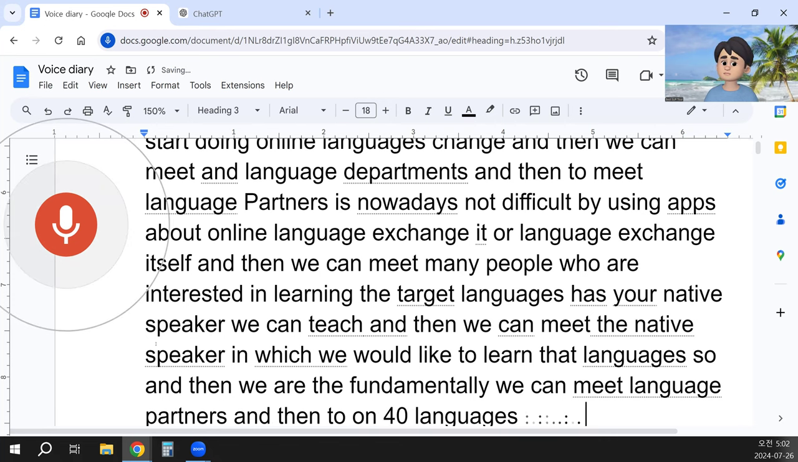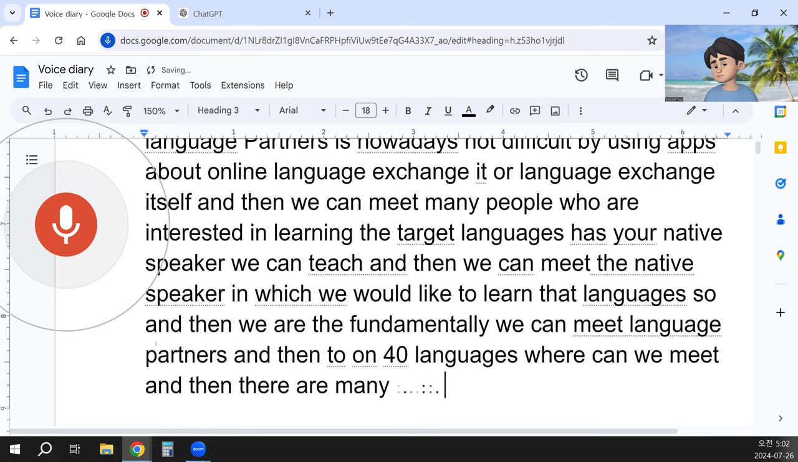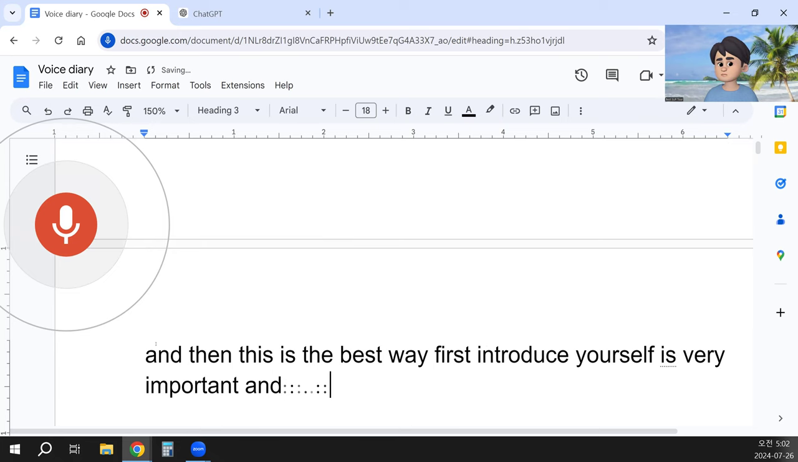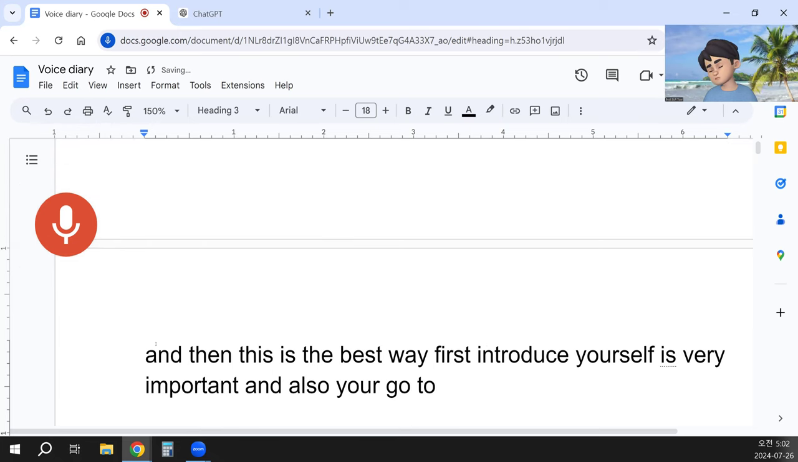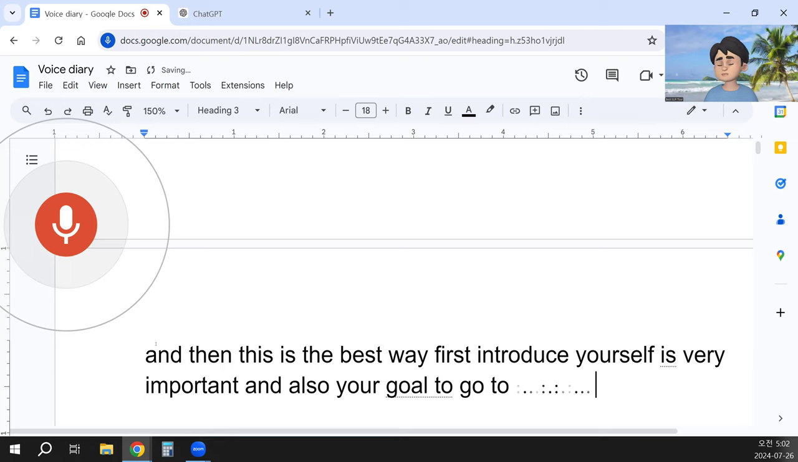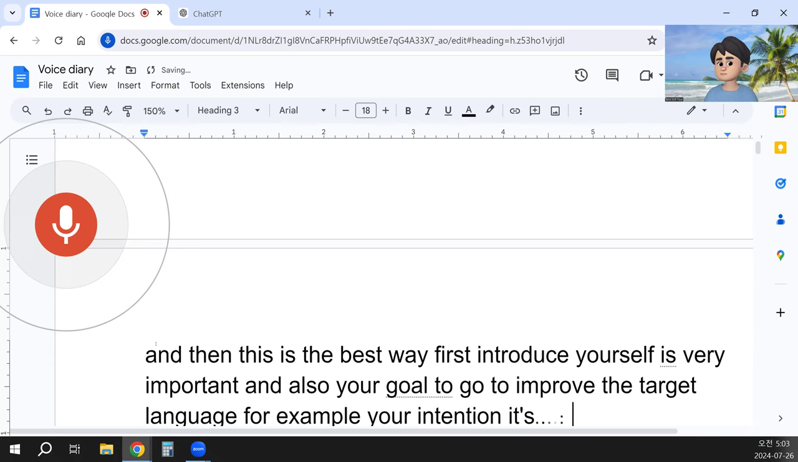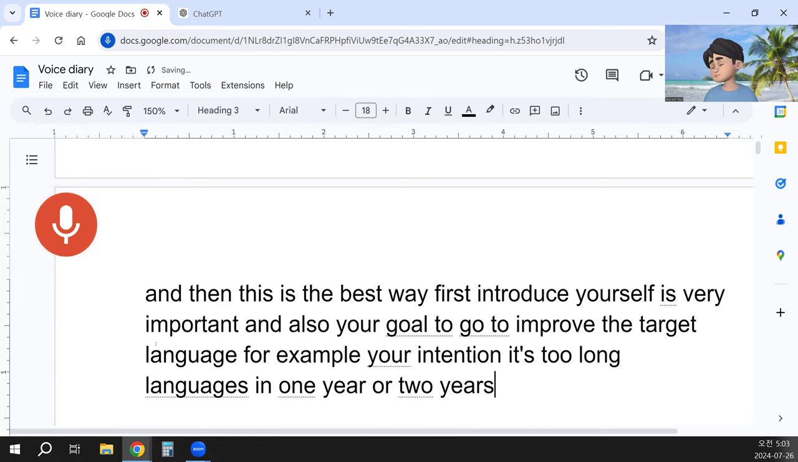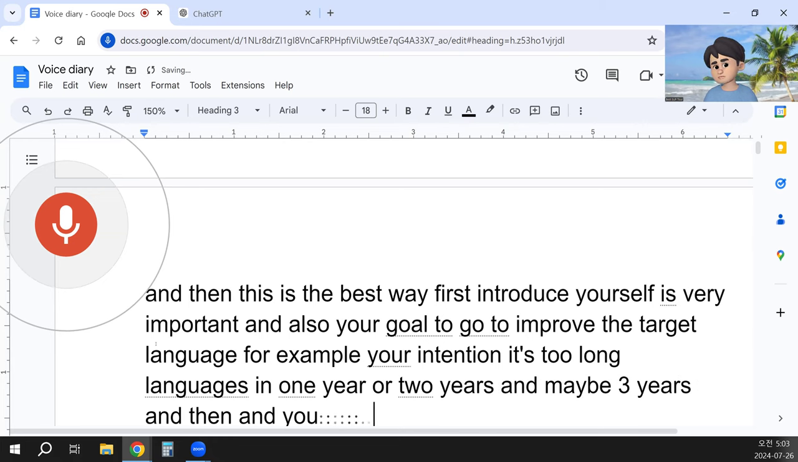Where can we meet? There are many apps to do language exchanges, and this is the best way. First, introduce yourself. It's very important. And also state your goal to improve the target language. For example, your intention is to learn the language in 1 year or 2 years, maybe 3 years. And then you have a plan, and you have an approach to that.